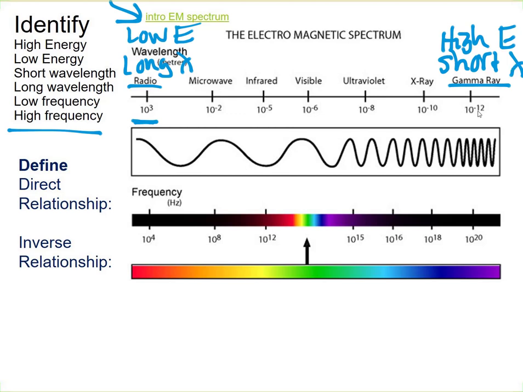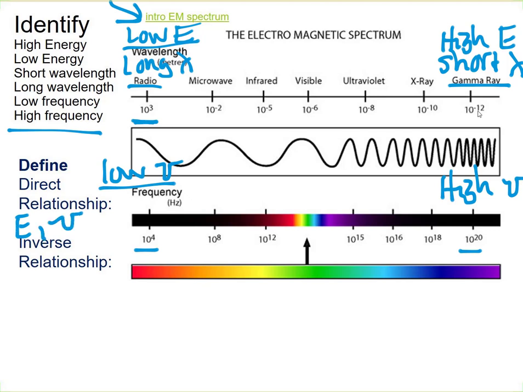And then let's look at frequency. So frequency, here's my numbers right there. So I have high frequency and low frequency. So let's look at a direct relationship. That would mean if one goes up, the other one goes up. If one goes down, the other one goes down. And I can see I have low frequency and low energy. So those are a direct relationship. And then my inverse relationship, I see that I have a low frequency and a long wavelength. So those are opposite.